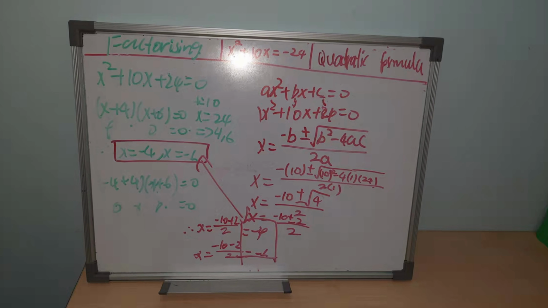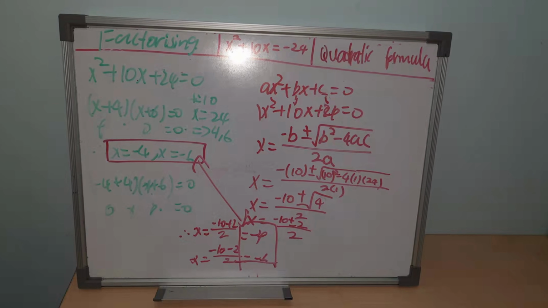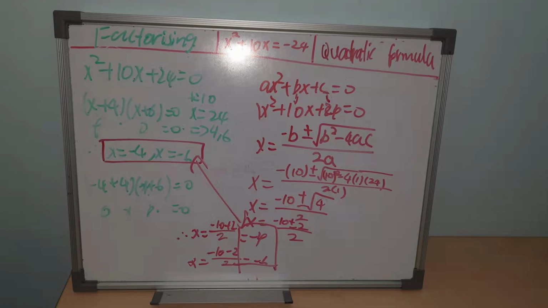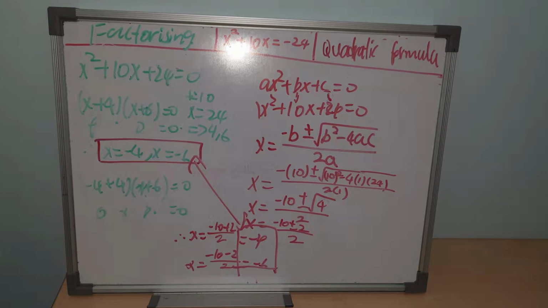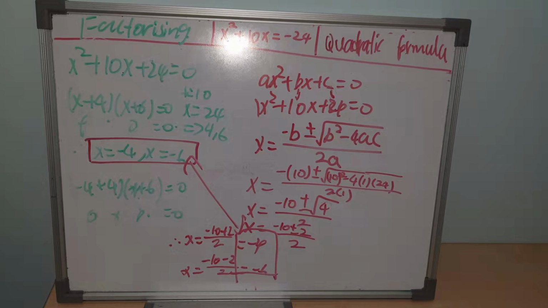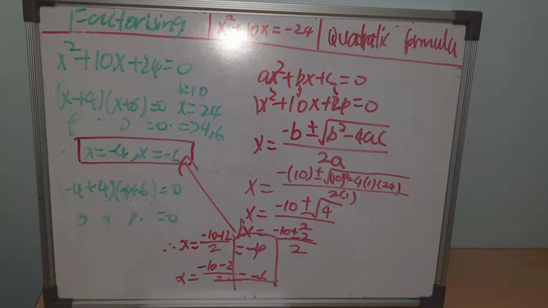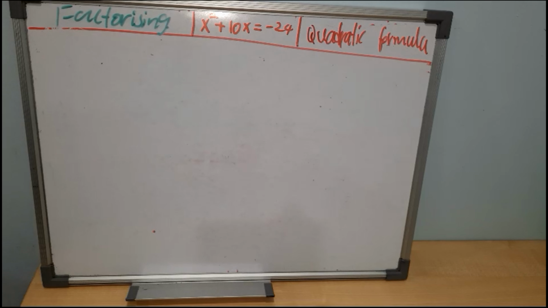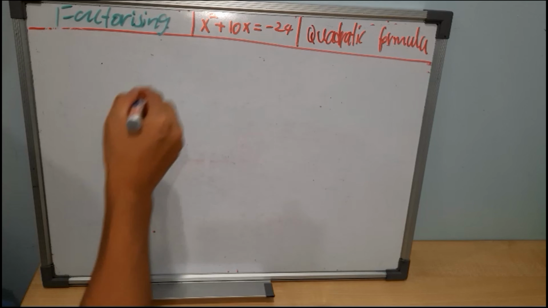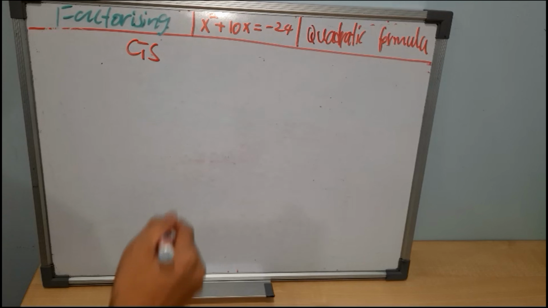Before we go to the next method, the completing the square method, the board in front of you is just to show an overview of what we have just learned. Personally, I don't like using completing the square because it is not that straightforward compared to the quadratic formula and the factorization method. So let's take a look. Once again, we can solve it with another method, which is completing the square, as we stated before.